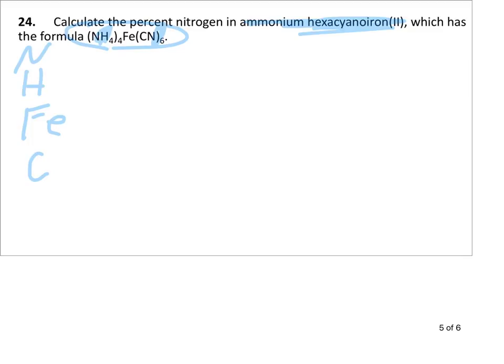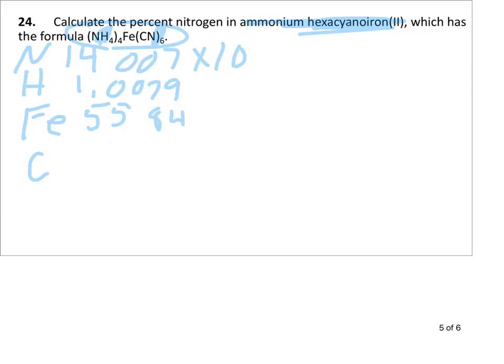So from the periodic table, 14.007 times 10. Go ahead and list out the other molar masses. Hydrogen 1.0079, iron 55.847, carbon 12.011. Back there, hydrogens, we had 4 times 4, so that would be 16 hydrogens. Iron, just one of them, and carbon, times 1, times 6.